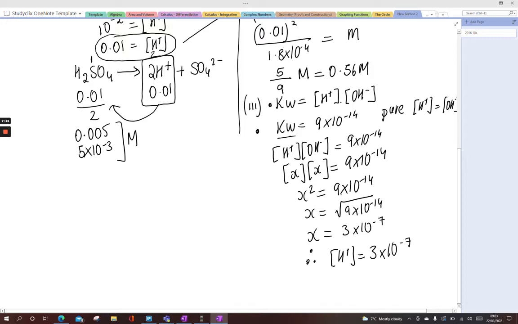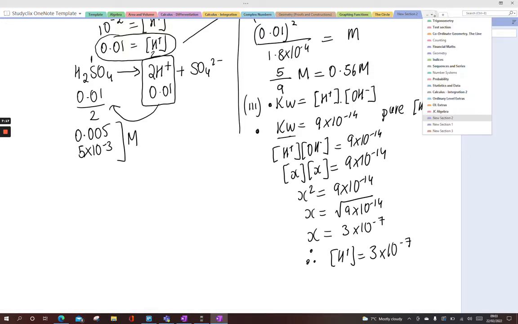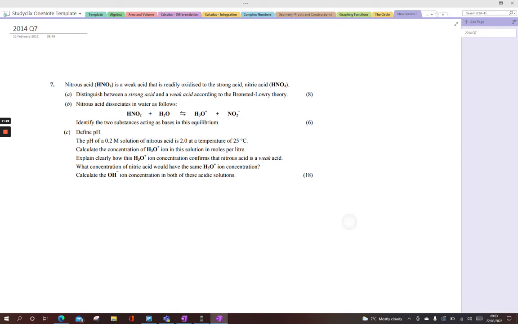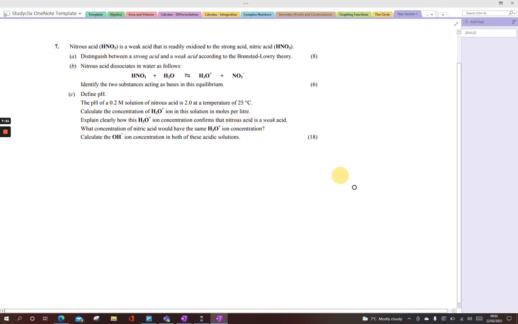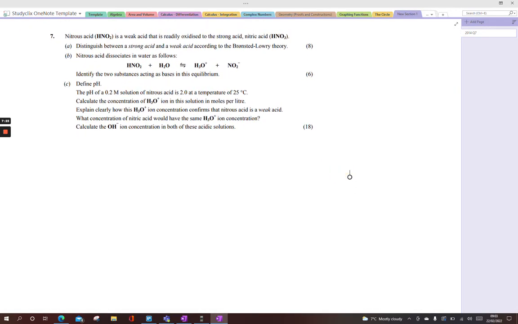Calculations, and working through most bits. Next one we'll look at is 2014, question 7. Nitrous acid is a weak acid that is readily oxidized to a strong acid, nitric acid. Distinguish between a strong acid and a weak acid according to Bronsted-Lowry. So once again, a strong acid is a good proton donor and a weak acid is a poor proton donor. So then we theory bits should be full marks.